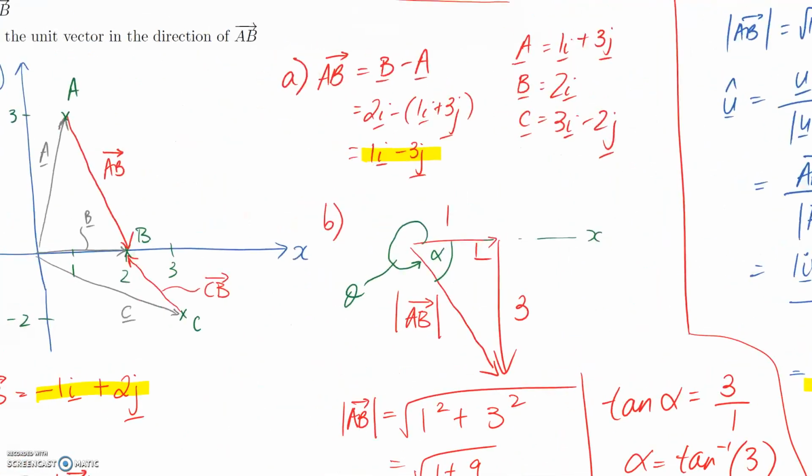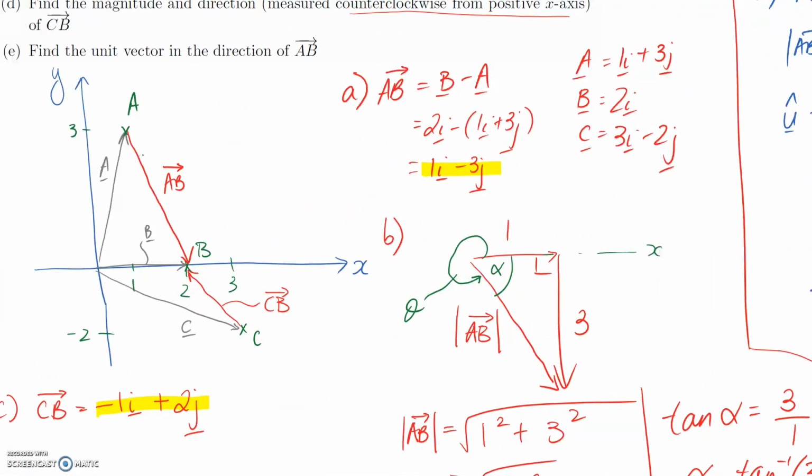If we were to draw it on this diagram over here, it'd be like this. This is our unit vector. I called it u with a little hat on. Its length should be 1. So if you go and do that calculation, it should be 1. By definition, that's because it's a unit vector.